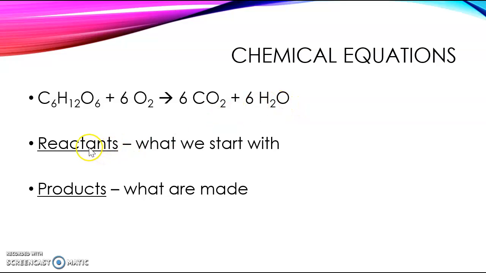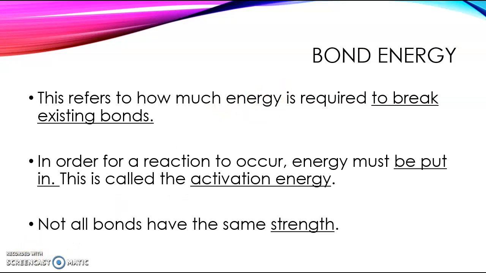Again, we spoke of reactants before. Reactants are the things we start with. In this chemical equation, we started with glucose and oxygen. And the products are what are made. We are making carbon dioxide and water. So up to this point, there hasn't been a whole lot of new information. However, moving forward, we're going to be building upon the things that we've talked about previously.